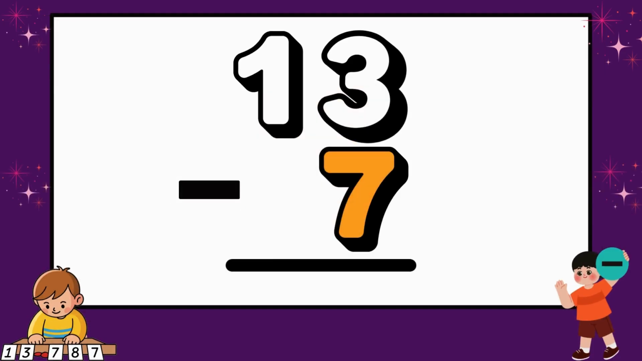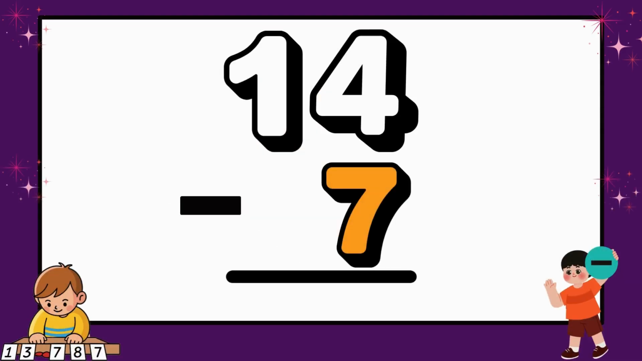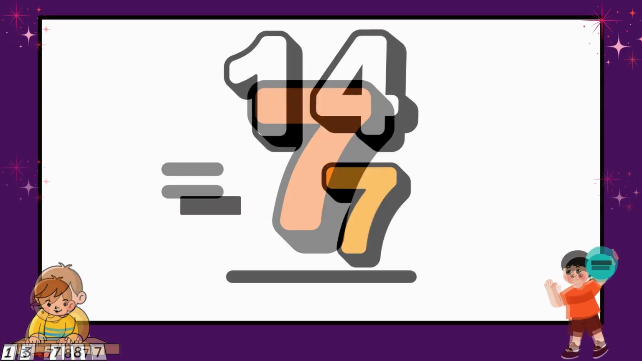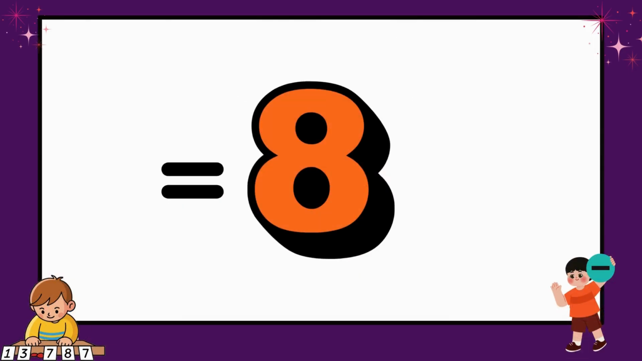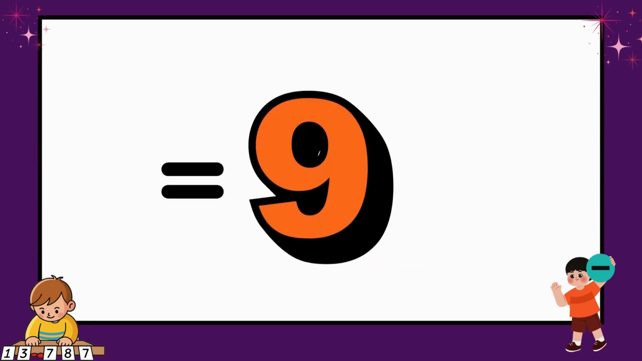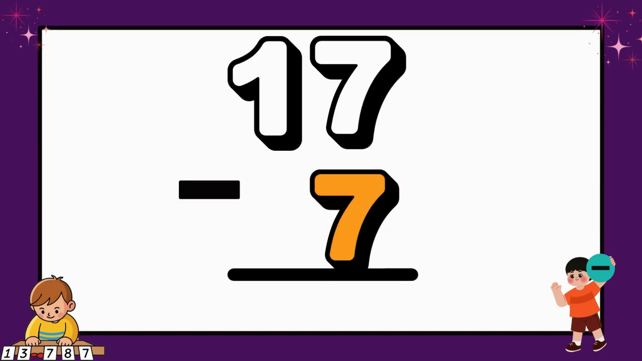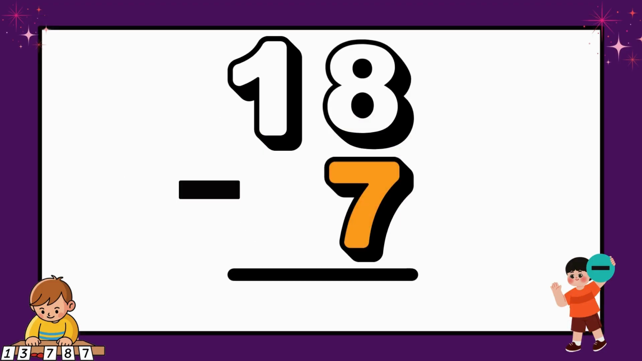Continuing, 13 minus 7 equals 6. From there, 14 minus 7 equals 7. Following that, 15 minus 7 equals 8. Also 16 minus 7 equals 9. Then we have 17 minus 7 equals 10. Finally, 18 minus 7 equals 11.